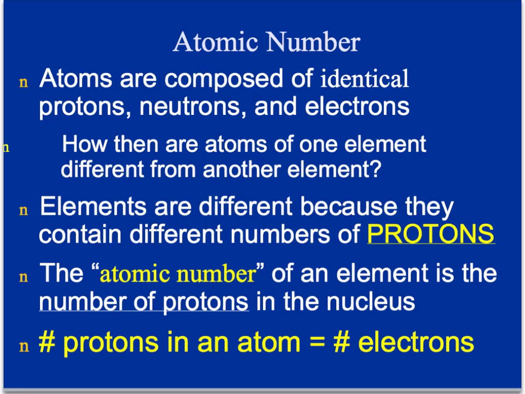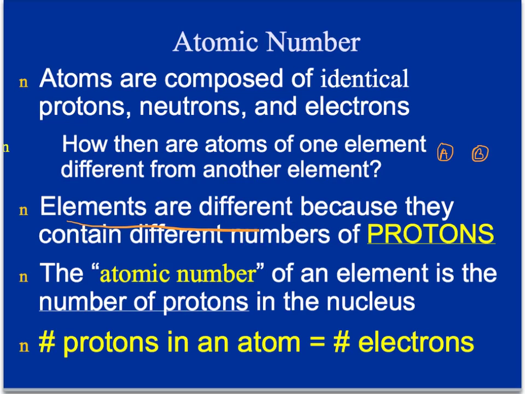So the first one that we're going to discuss is the atomic number. And here it says atoms are composed of identical protons, neutrons, and electrons. So it doesn't matter what atom it is. If there's a proton in one element, it's going to be the exact same type of proton in another element. It says, then how are atoms of one element different from one another? So if I have an atom A and I have atom B, what makes them different? What makes them two different elements?